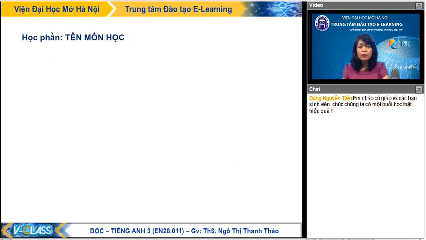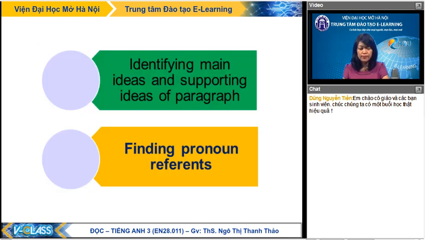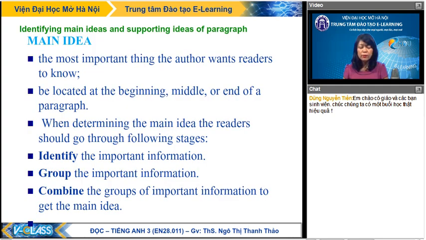Yes? So first, I would like to introduce you the content of the lesson today. There will be two main parts in my lesson today. First one, I would like to introduce you the way to identify the main idea and supporting idea. And second one here, I would like to introduce you the way how to find pronoun reference. You see that main idea, supporting idea, and understanding the reference here is very important in reading comprehension. Now let's start with the first part of the lesson today, how to identify the main idea.